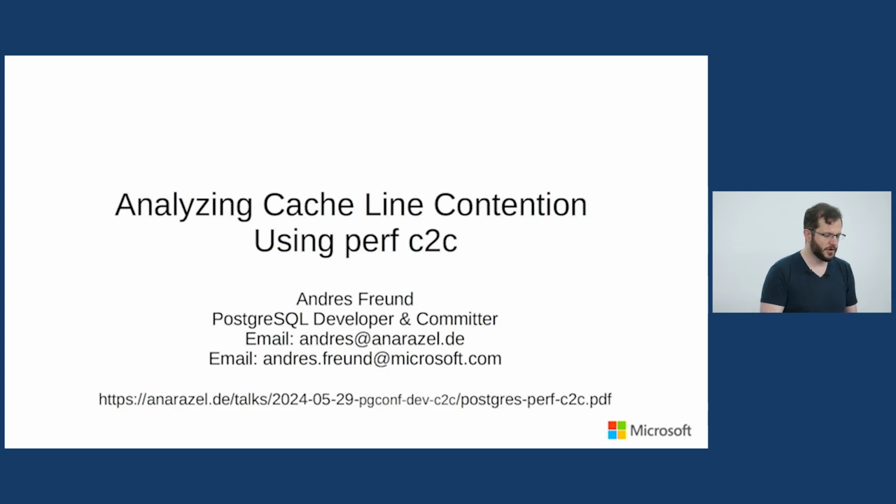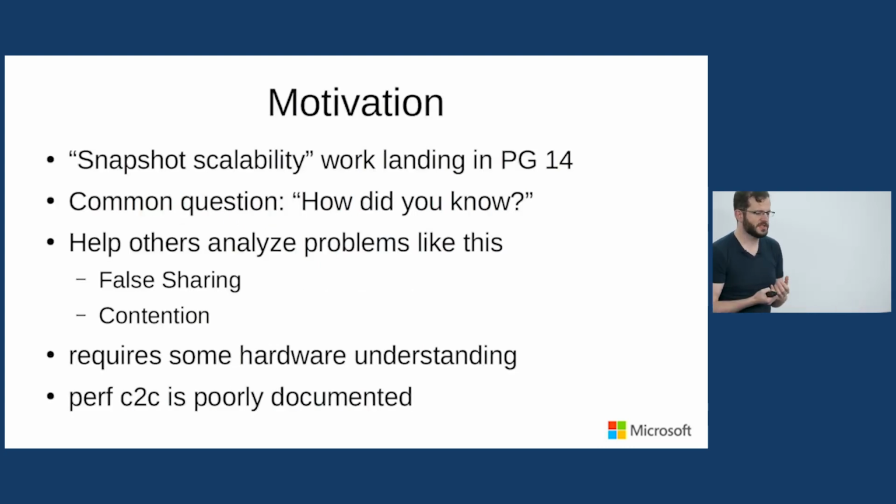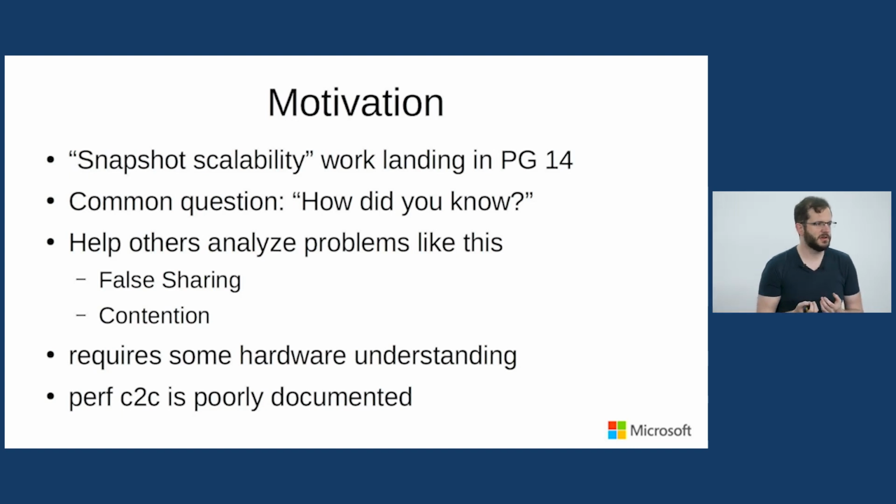I want to talk today about analyzing cacheline contention using perf c2c. The motivation for this is that in Postgres 14, I landed an improvement to make snapshots more scalable in Postgres, and a lot of that was to avoid cacheline contention.